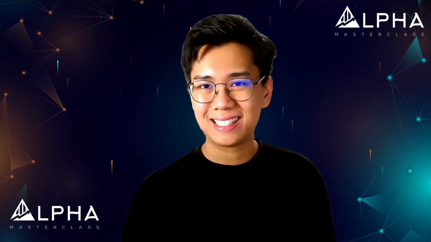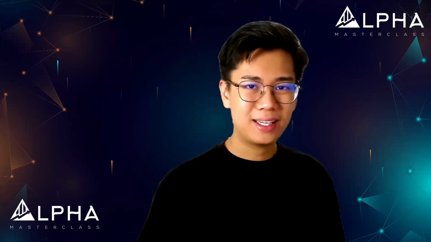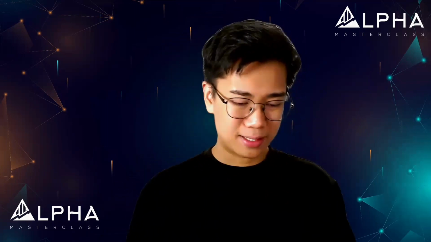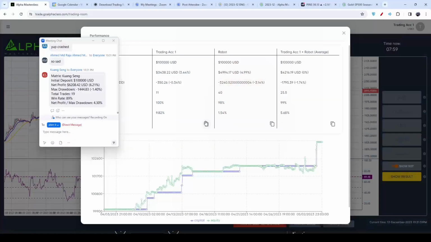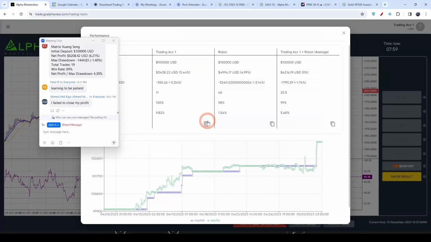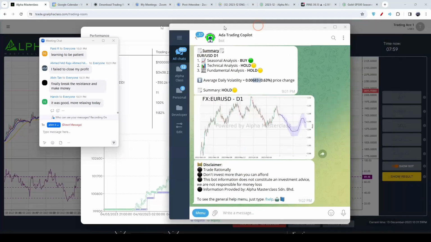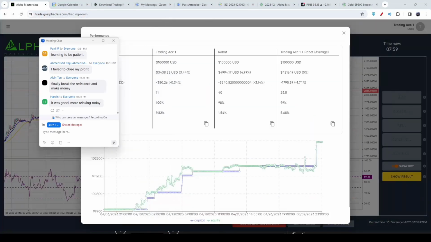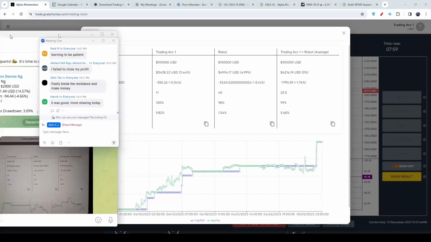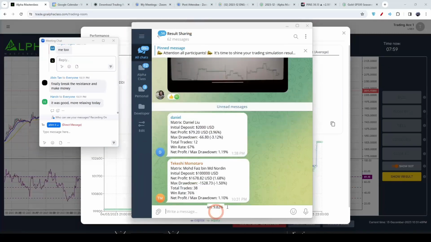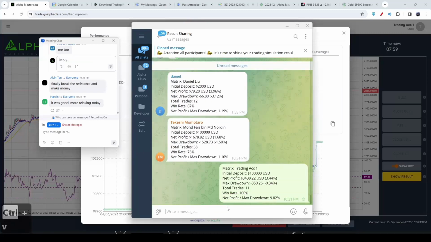Yeah, crash. Okay, so anyway, we grab the set result first. So the result is over here. Copy the result, paste into the group chat. Okay. Result sharing here, put your result into the dashboard.